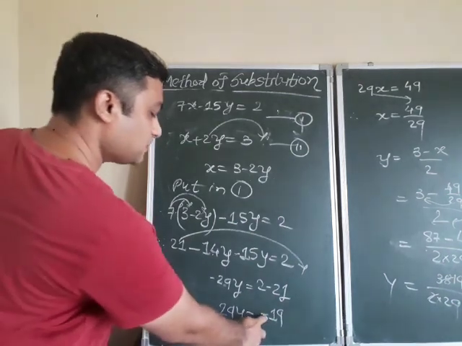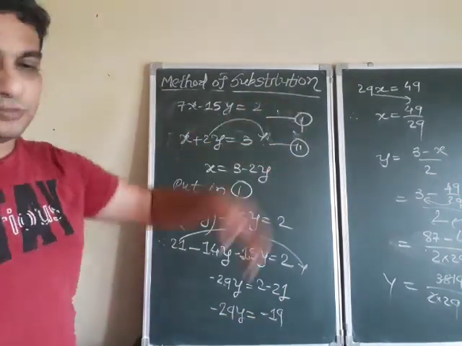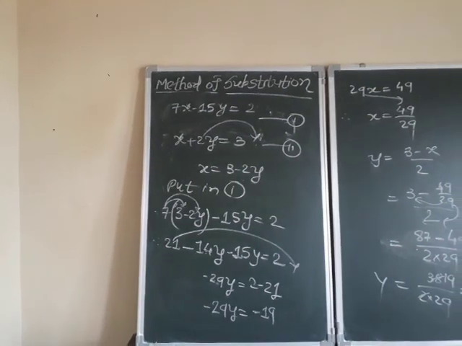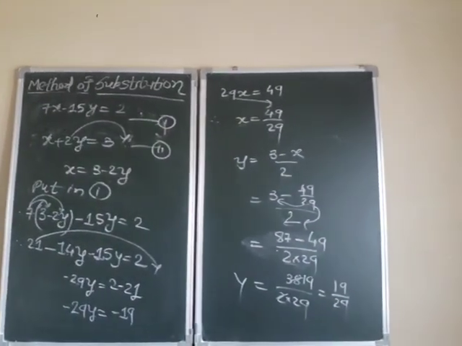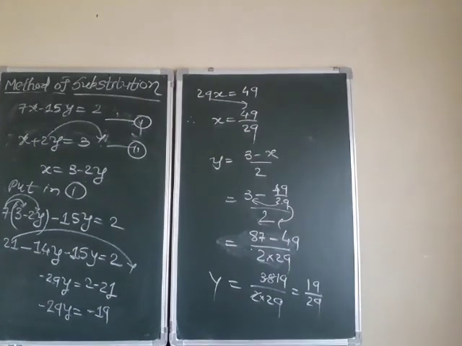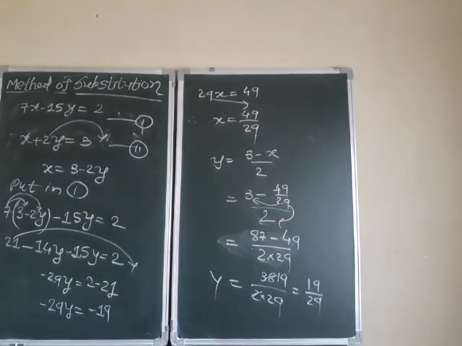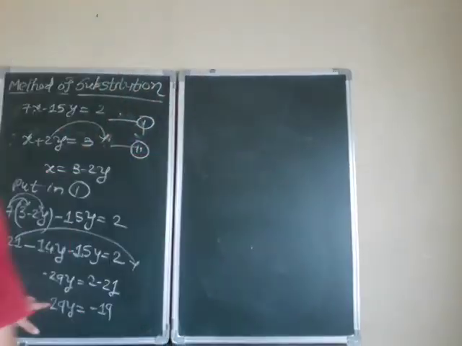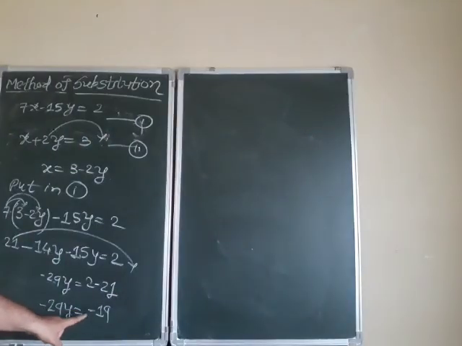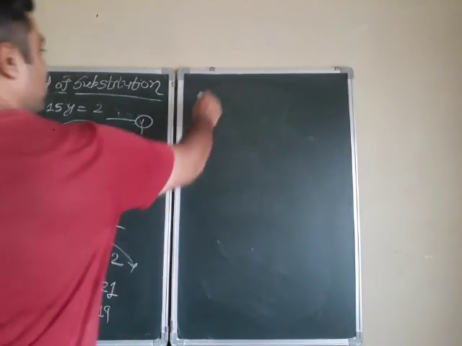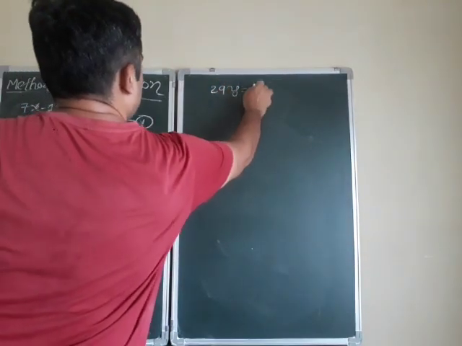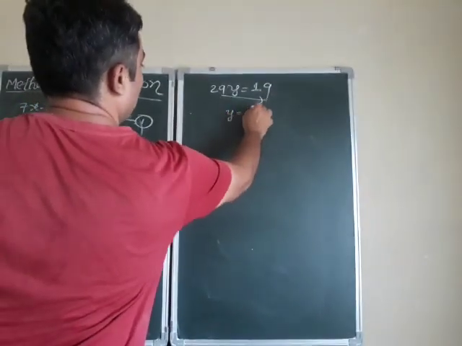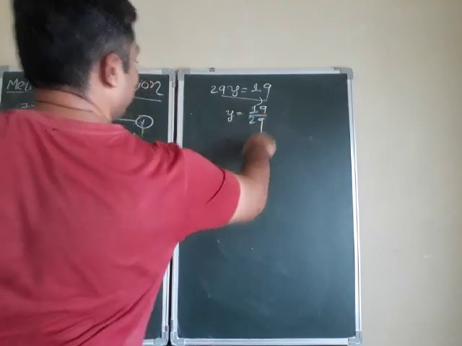So now minus minus becomes plus. See on this board: minus 29y is equal to minus 19. So minus minus becomes plus, it means 29y is equal to 19. Now this 29 goes to the other side. So the value of y is equal to 19 upon 29.